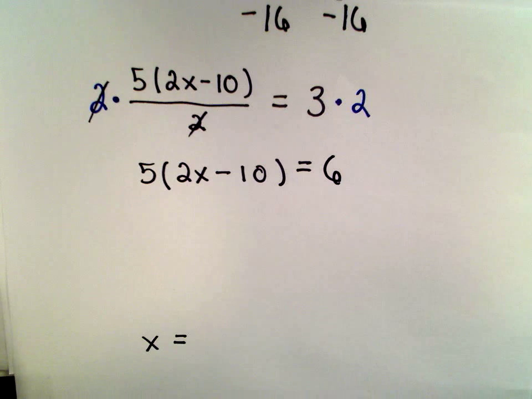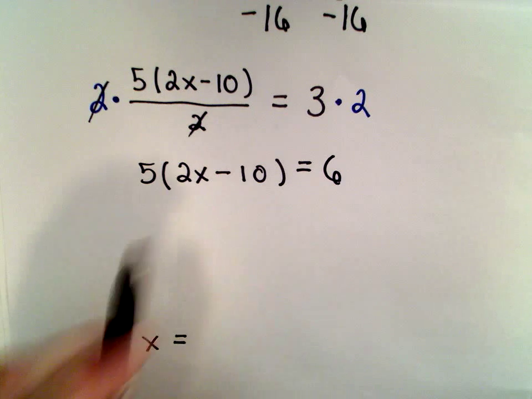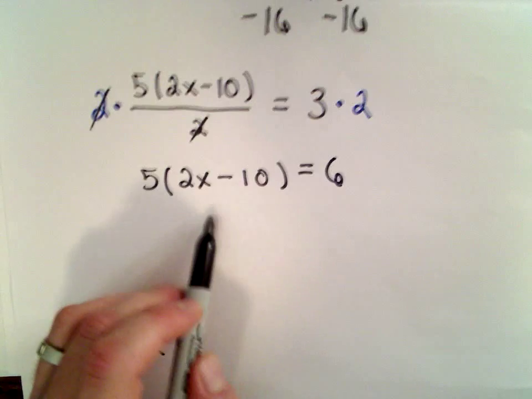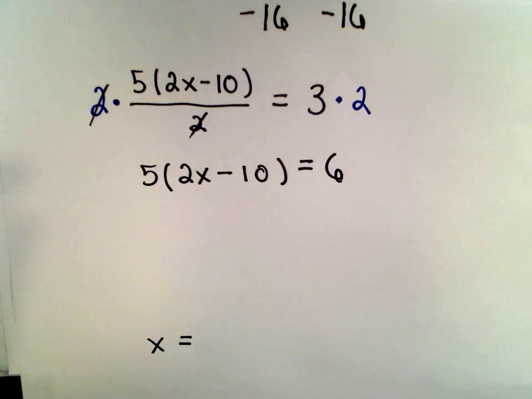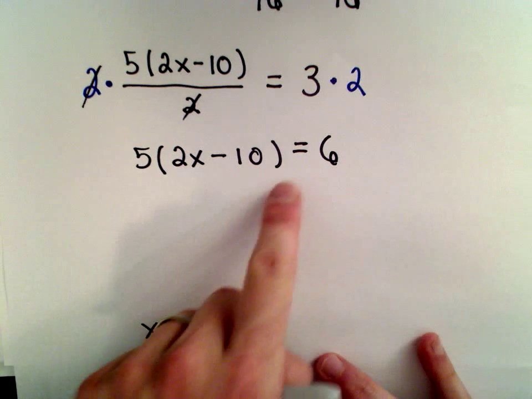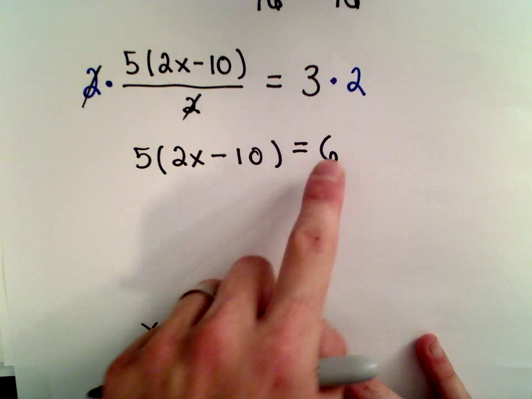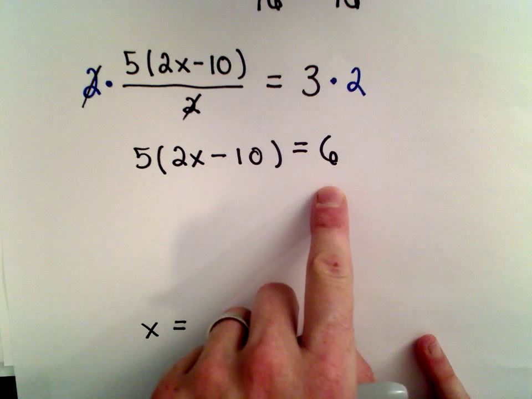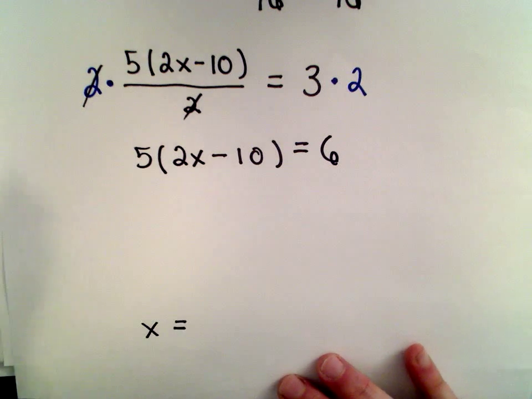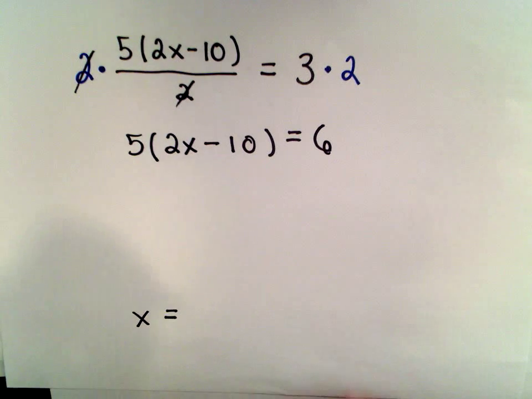Now, there are certainly a couple different things we could do at this point. If you wanted to, you could get rid of the 5 by dividing both sides by 5. That's perfectly legal, and it would be a useful step. To me, though, if I divide both sides by 5, I'm going to make a 6 over 5 on the right side. Then I've got to start combining fractions, and I would rather work with whole numbers.